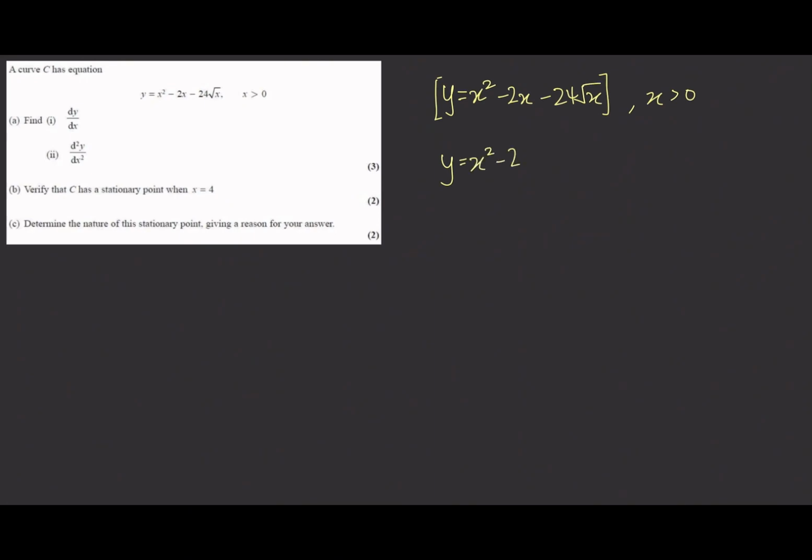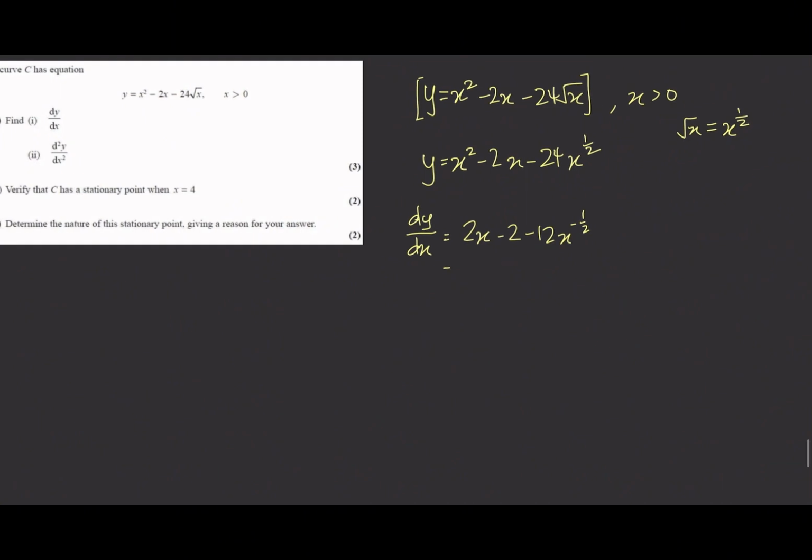Let's say x squared minus 2x minus 24, where the square root of x, for your information, is x to the power of half. So then we can derive dy/dx. Just use the power rule: 2x minus 2 minus 24 multiplied by half is 12 x to the negative half. Or you can write it as 2x minus 2 minus 12 over square root of x, since x to the negative 1/2 equals 1 over square root of x.